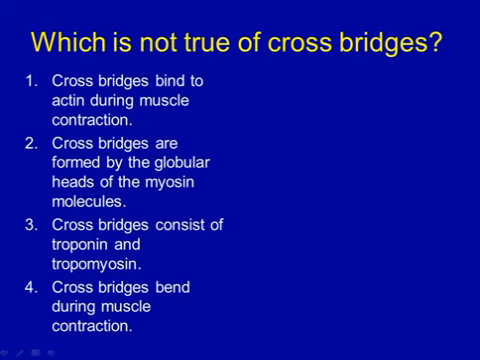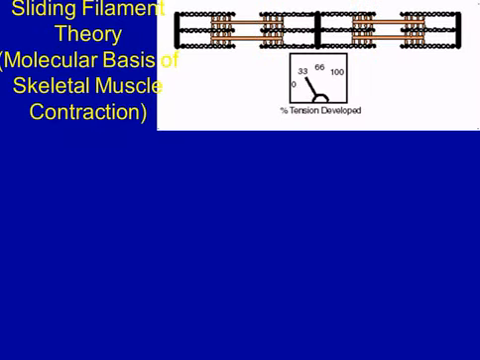So if we went through and crossed these out, cross bridges bind to actin during muscle contraction. We absolutely know it does. Cross bridges are formed by globular heads. Absolutely is. And this is the big no. This does bend just a little bit. This one definitely is on actin, so you know it's not troponin, tropomyosin.